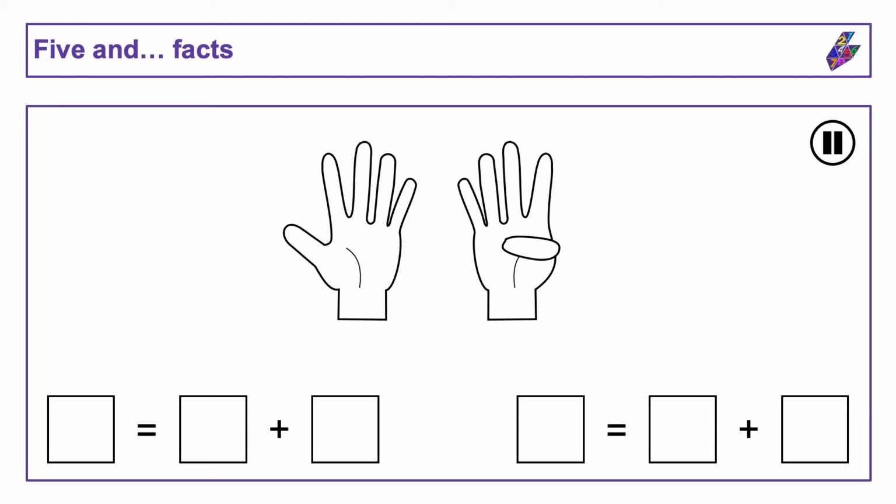What numerals go in the boxes to make these equations true? You might have thought of 9 equals 5 plus 4, visualising the 5 fingers on the left first and then the 4 fingers on the right. Or you might have thought of 9 equals 4 plus 5, visualising the 4 fingers on the right first and then the 5 fingers on the left.